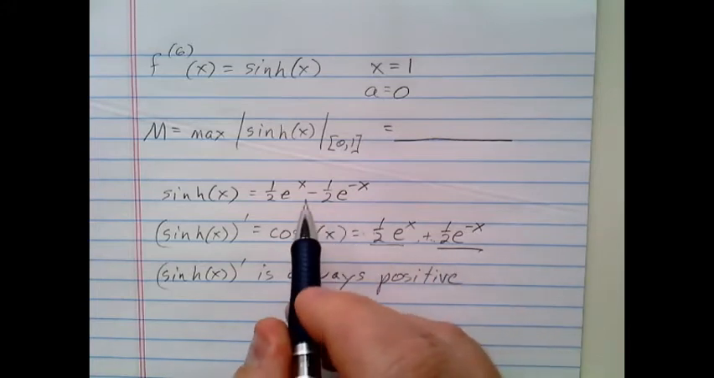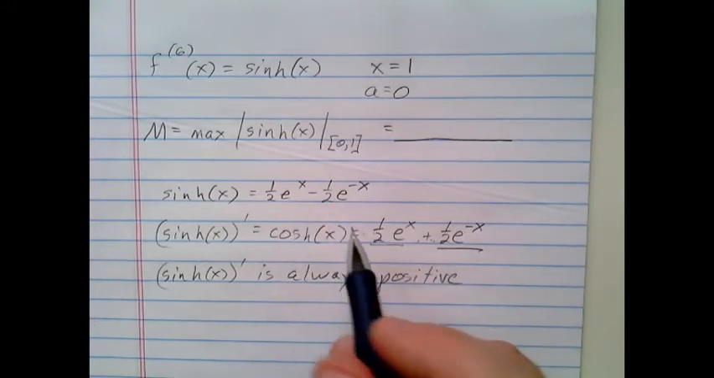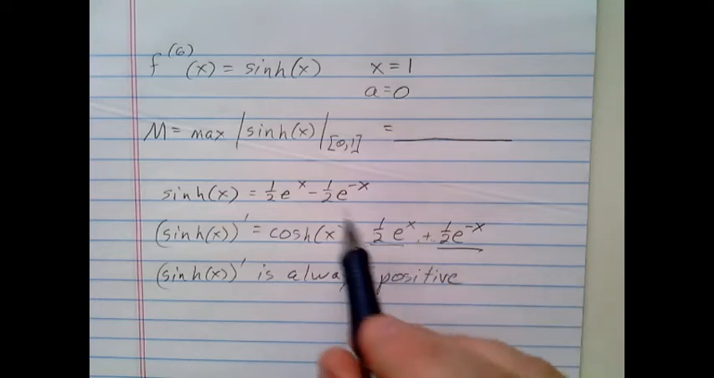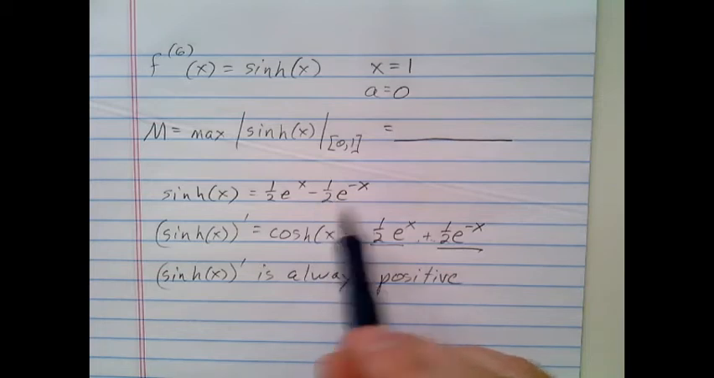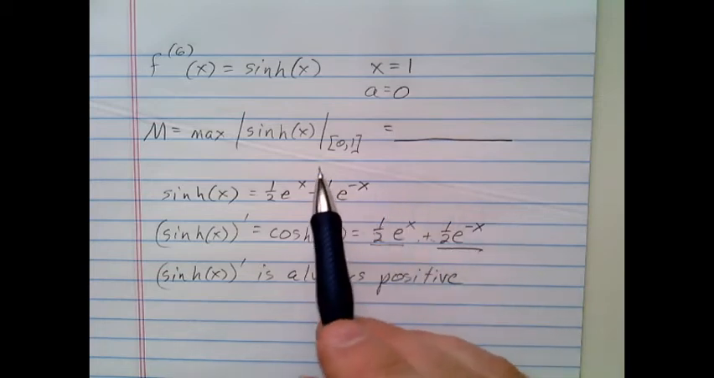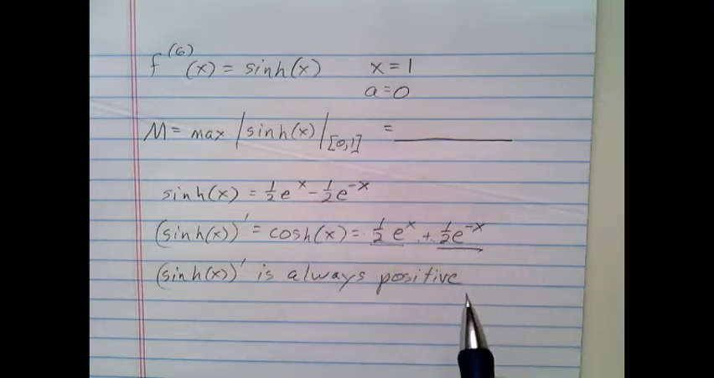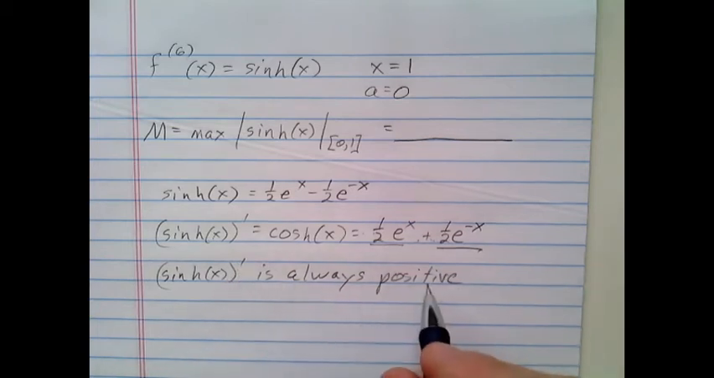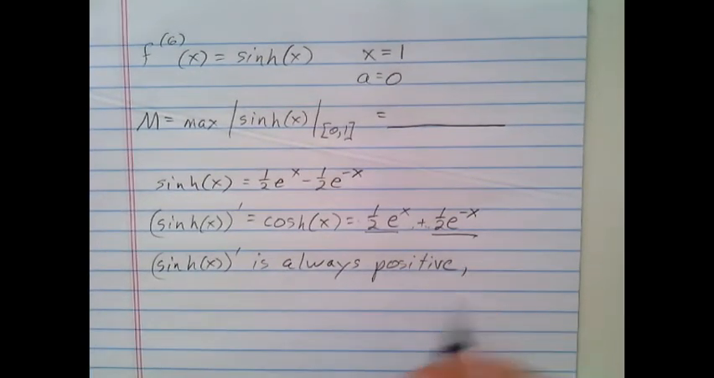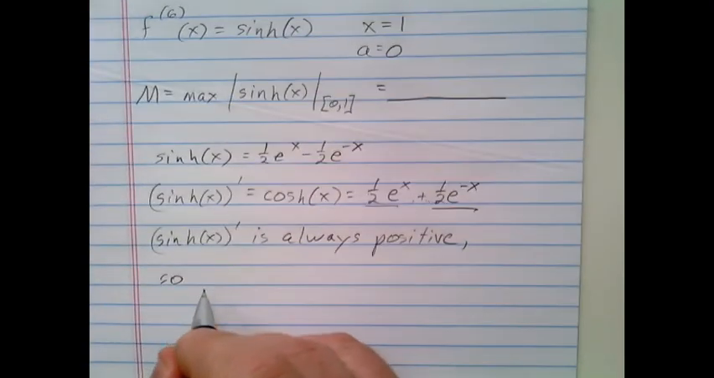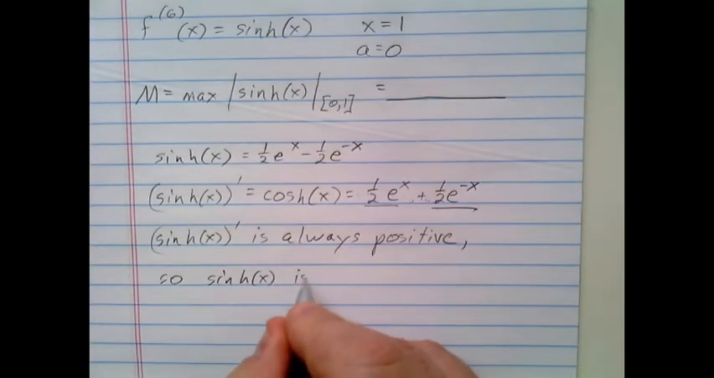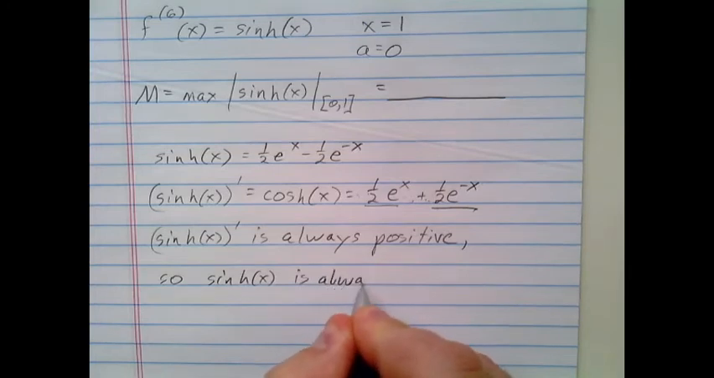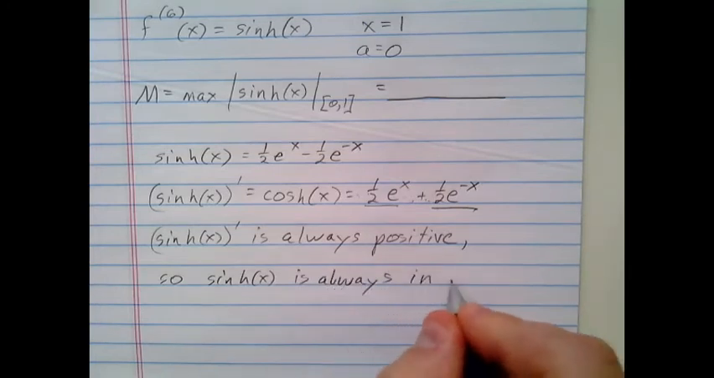I couldn't be quite so sure that hyperbolic sine itself is always positive, since one term is negative, although I think it probably is, since it looks like that would be the smaller term, at least for positive x values. But definitely the derivative of hyperbolic sine is always positive, so hyperbolic sine itself is always increasing.